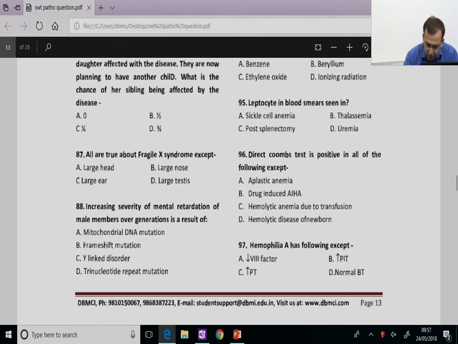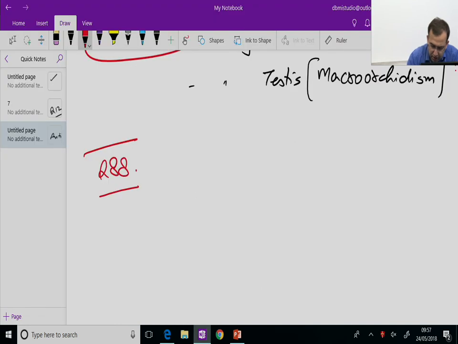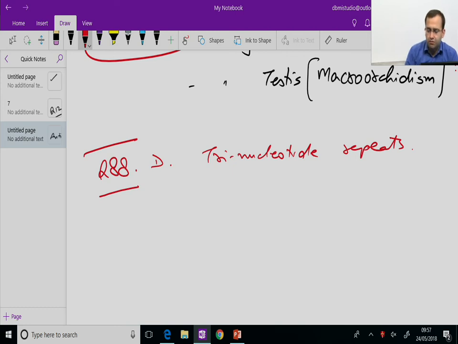Question 88. Increasing severity of mental retardation of male members over generations is a result of trinucleotide repeats. We have already seen this. Trinucleotide repeats are associated with anticipation, where successive generations show increased severity of the disease. We have seen this.